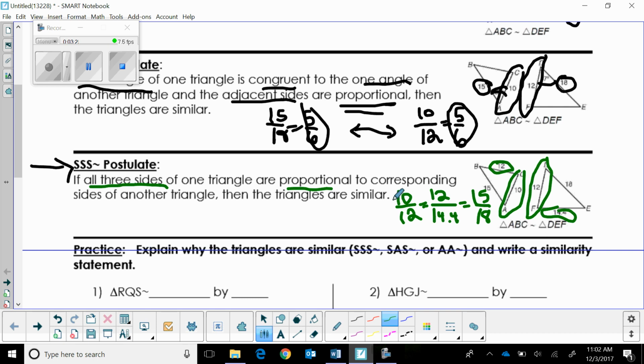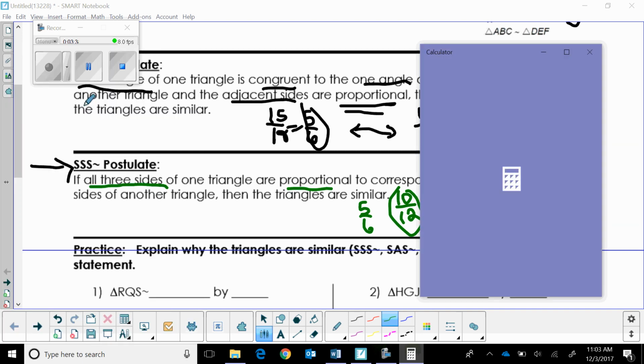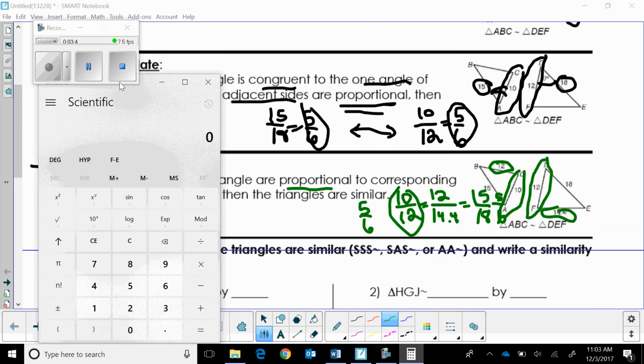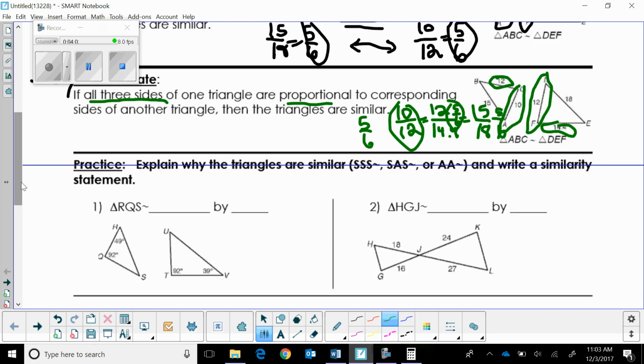Well, we already know that 10 twelfths is 5, 6. We already know that 15 eighteenths is 5, 6. So just grab your calculator and let's double check 12 divided by 14.4 is 8.33, which I believe is 5, 6. Let's just divide 5 by 6 and see. Yep. So that one also ends up being 5, 6. So all three sides are proportional with a ratio of 5 to 6.